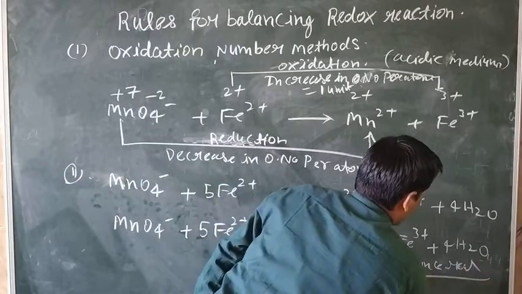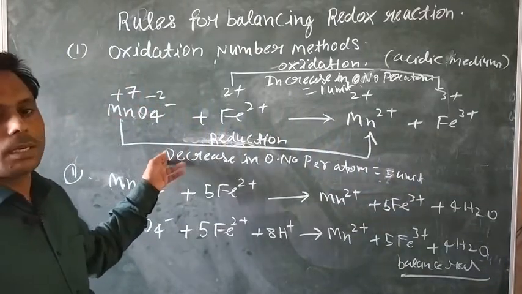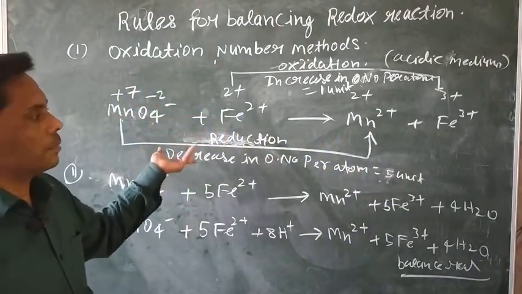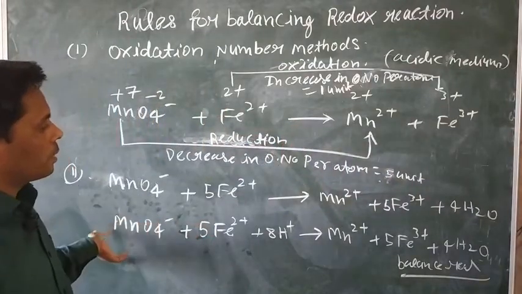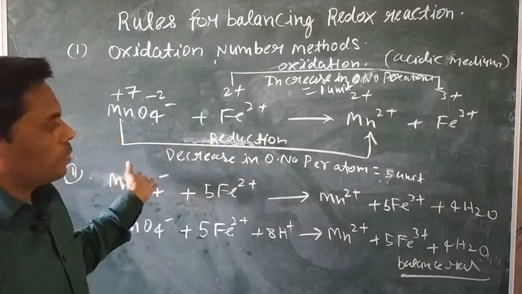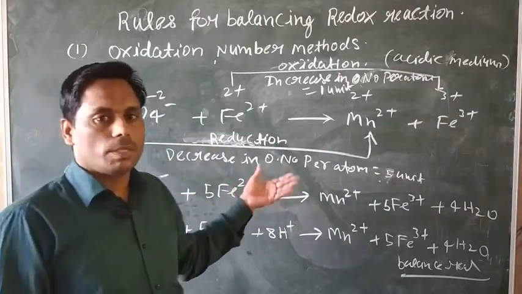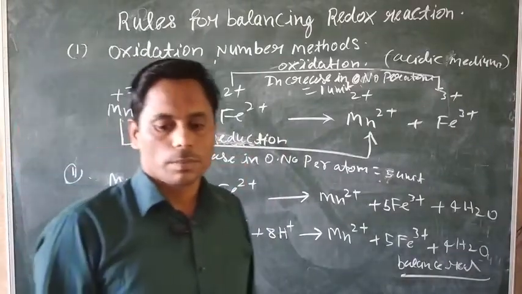But another point is, if we want to balance the reaction in basic medium, then to balance the hydrogen, on whichever side hydrogen is less, we add water molecules and an equal number of OH- ions on the opposite side. So the same procedure takes place in basic medium also.